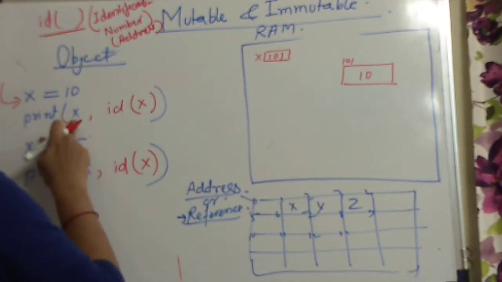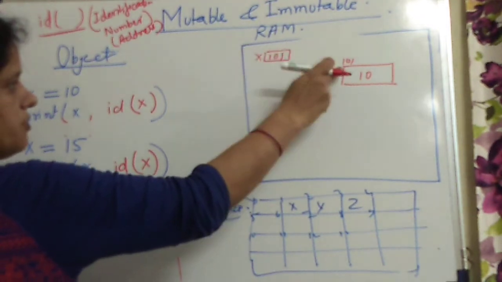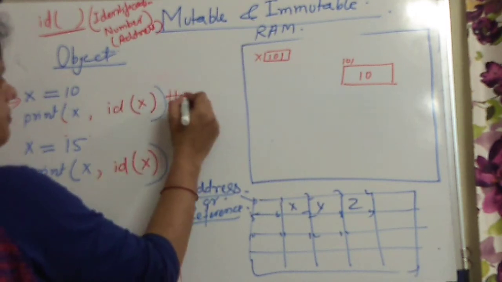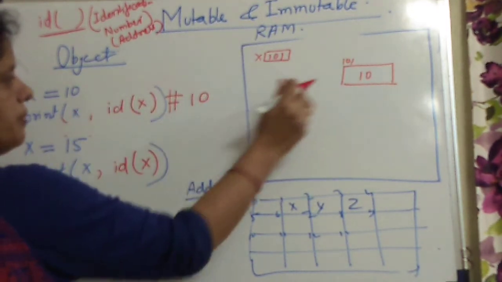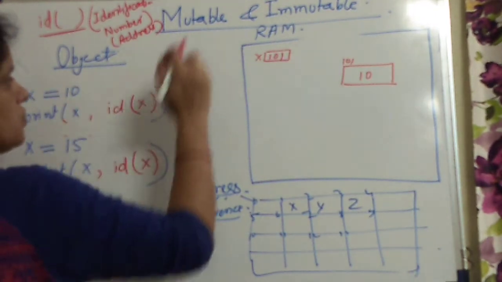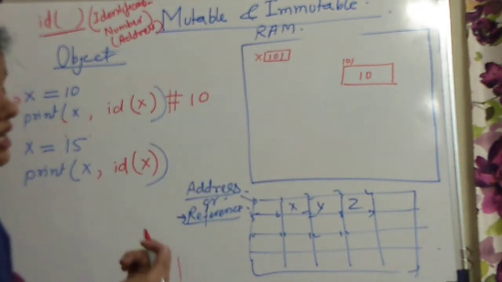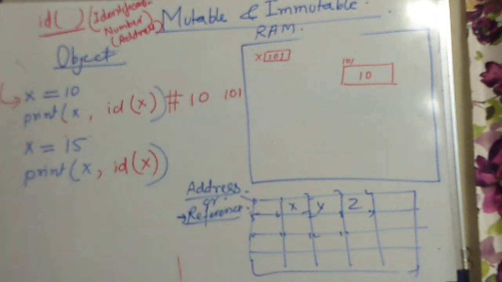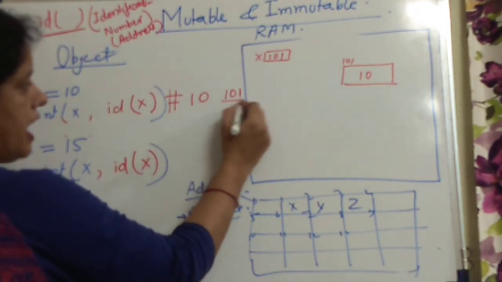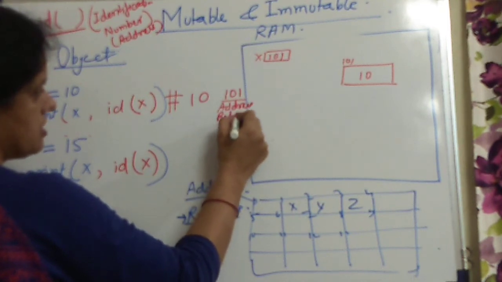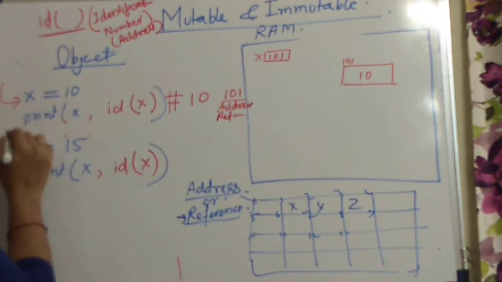Whenever only the variable name is written, what happens? From the reference, the value is extracted and printed. So what will be printed here? The value of x, 10, will get printed, right? And comma id x, the identification number, means what is held by x will get printed here. So what is held by x? 101. Clear? This is 101, so this is the address, or you can say the reference. Clear? Now come to the next line.